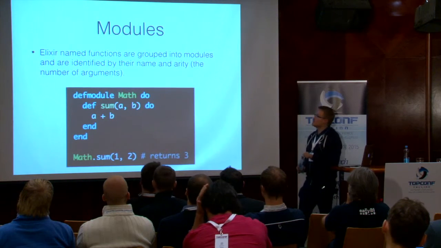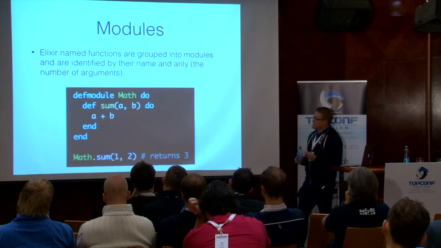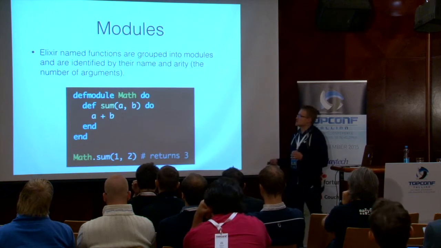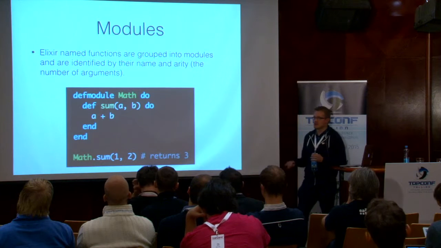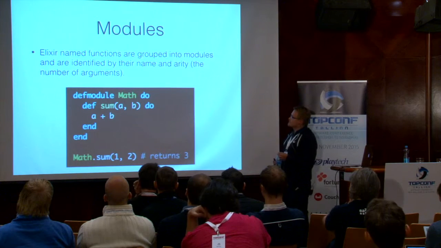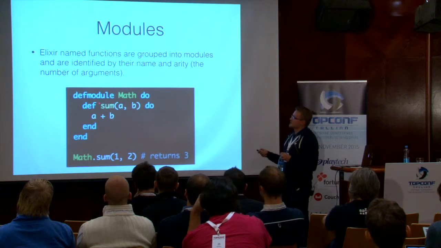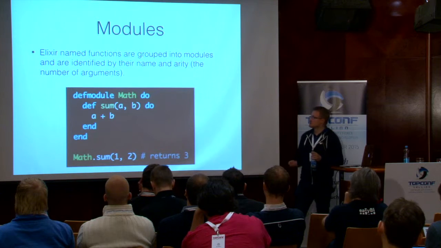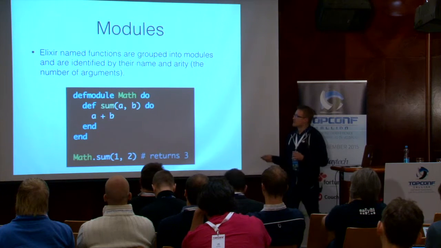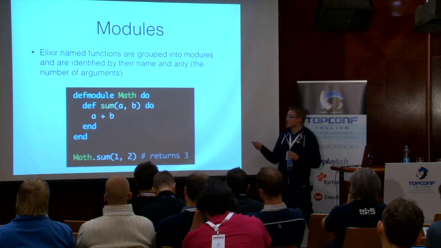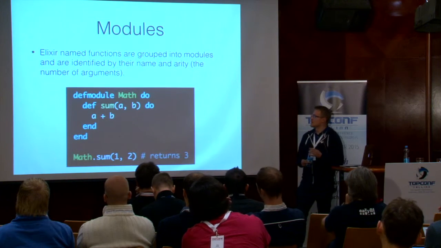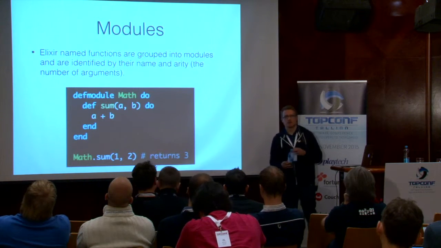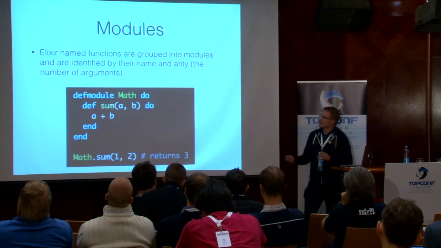In Elixir, named functions are grouped into modules. So named functions cannot exist outside a module. And they are identified based on their name and their arity, arity being the number of arguments in the function. So this function's name is sum and its arity is 2. If there were a function with a similar name but with 3 arguments, it would in practice be a different function.